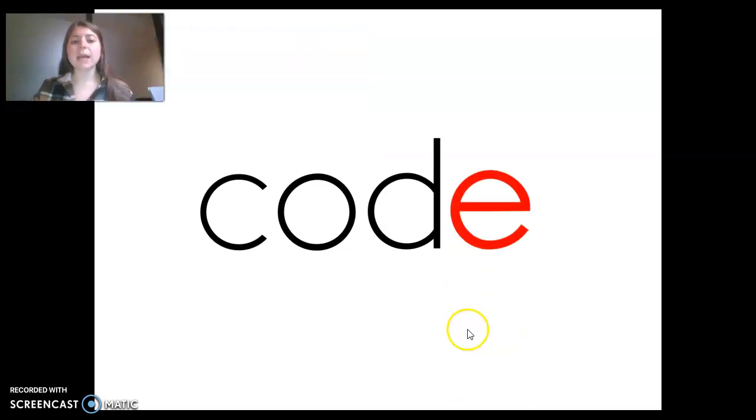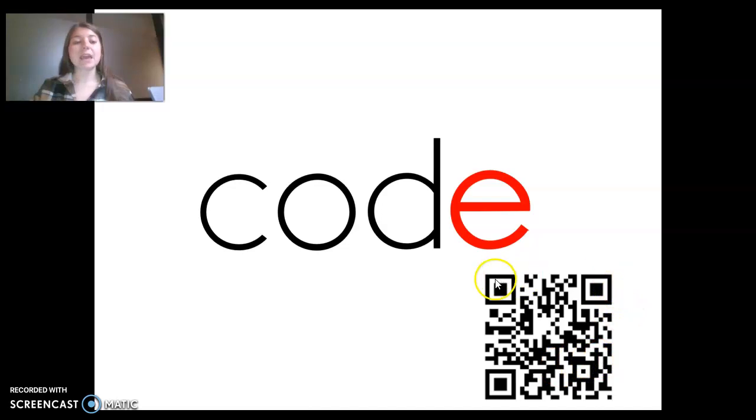But what happens when I add E at the end of the word? O doesn't say ah anymore because E's there. Magic E makes O say its name. So O is going to say O. We're not going to hear E at the end. K-O-D, code. This is a QR code.